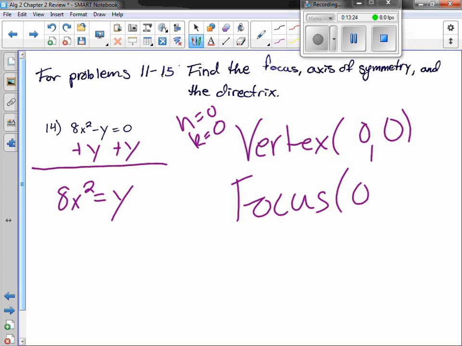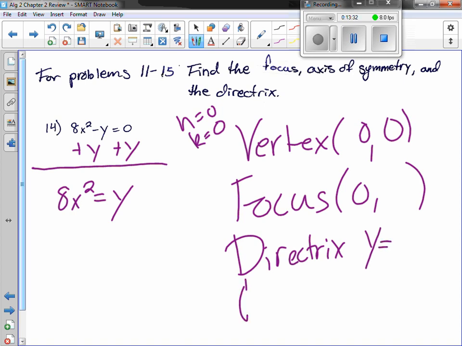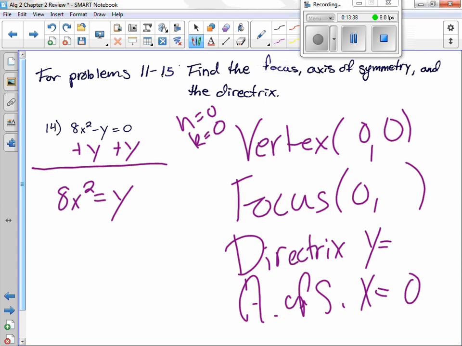Focus is 0, comma, k plus p. Directrix would be y equals k minus p. And axis of symmetry is x is equal to h. Yes? So if I were doing the test right now, I would be mainly copying those down straight from the guide, like a set of equations, h and k. I know those are both 0.